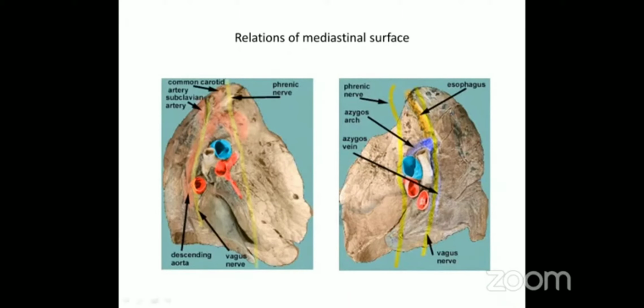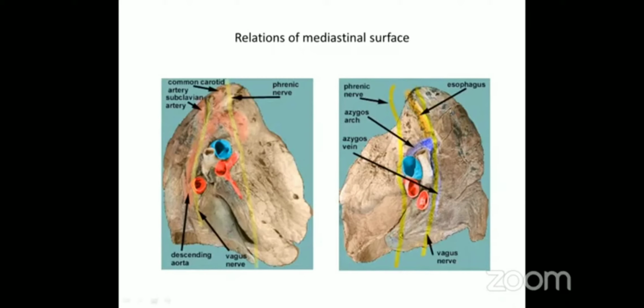Now coming to the left lung, relations of the mediastinal surface. It is arterial, so it is mainly the left ventricle of the heart which is related here. What is coming out from the left ventricle is the ascending aorta, then the arch of aorta, and the descending aorta. So on the right side is the azygous vein, on the left side is the arch of aorta and descending aorta. Behind the descending aorta is the esophagus, because there are curvatures in the esophagus, so it is also related with the left lung in the lower part.